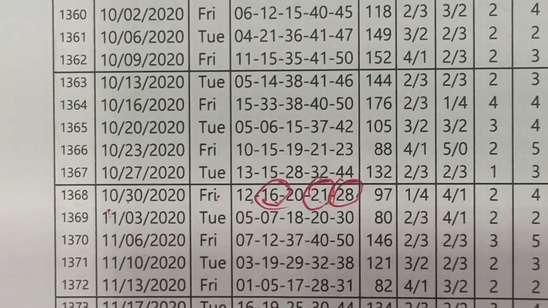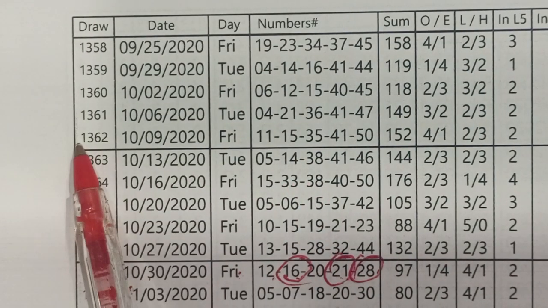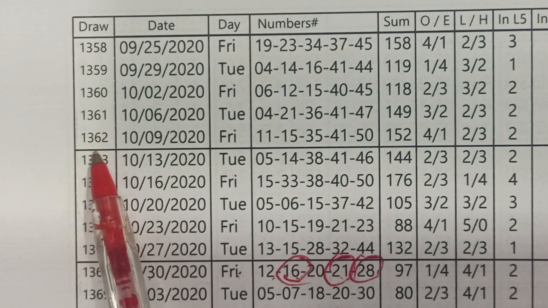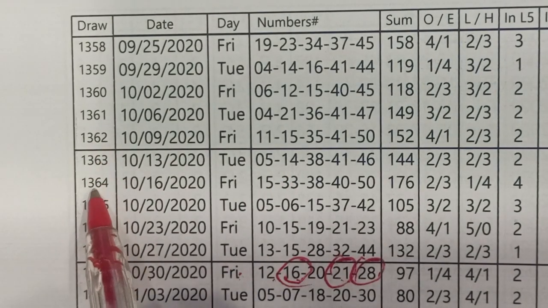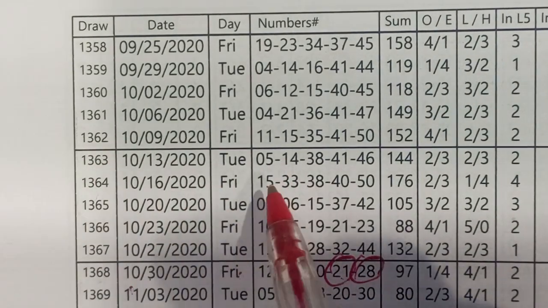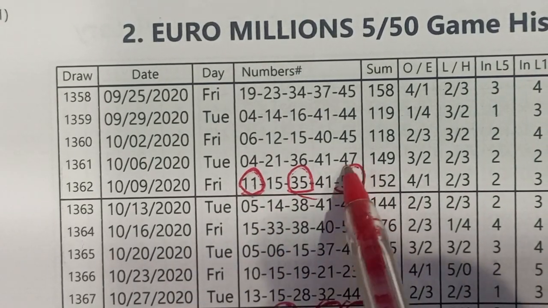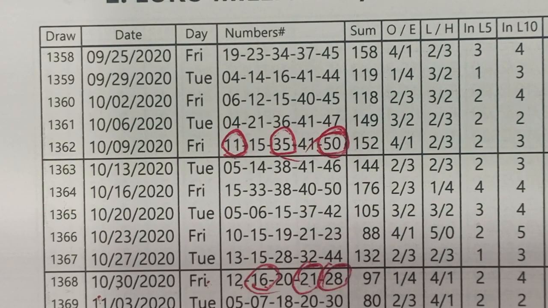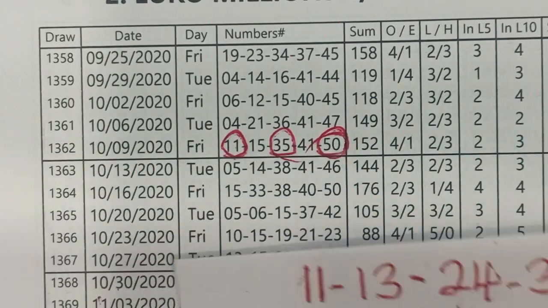1362. So this results number 1362, 1000, not 3000. 1362. So we have 11, 35, and 50. All right, 11, 35, 50. Current results.